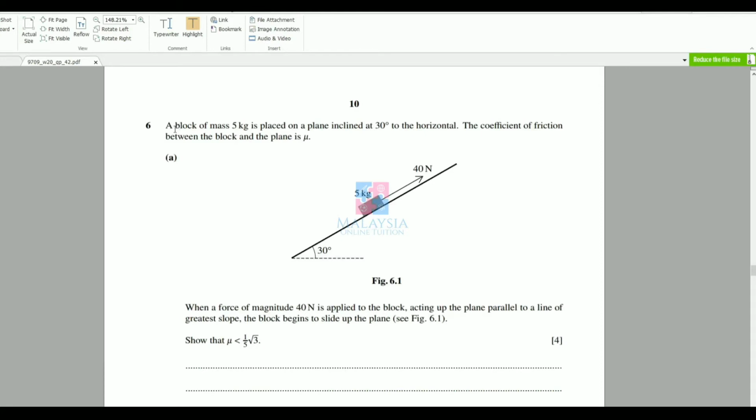Let's look at question number 6. A block of mass 5 kilograms is placed on a plane inclined at 30 degrees to the horizontal. The coefficient of friction between the block and the plane is mu. For part A, when a force of magnitude 40 Newton is applied to the block, acting up the plane parallel to a line of greater slope, the block begins to slide up the plane. Show that mu must be less than 1 over 5 root 3.